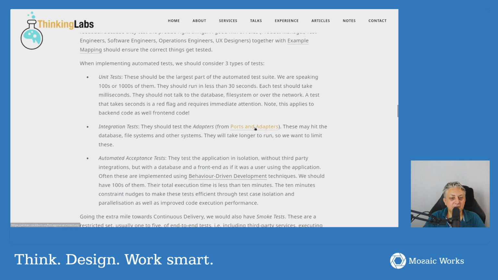So this is okay. When implementing automated tests, we should consider 3 types of tests. Unit tests, largest part of the automated test suites. We're speaking hundreds or thousands of them. They should run in less than 30 seconds. Each test should take milliseconds. They should not talk to the database, file system, or over the network. A test that takes seconds is a red flag and requires immediate attention. Now this applies to backend code as well as front-end code, yes.